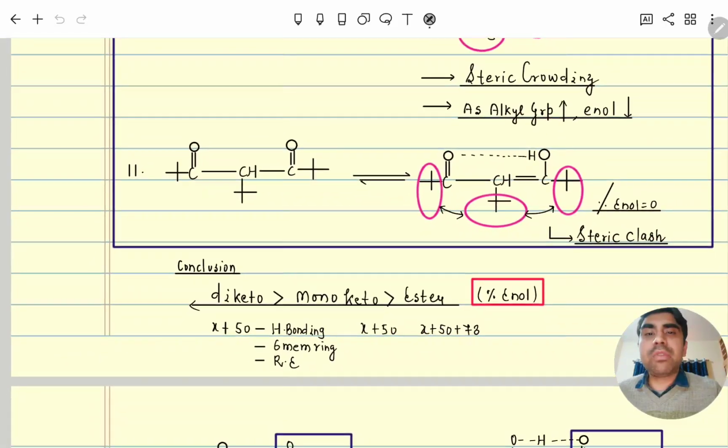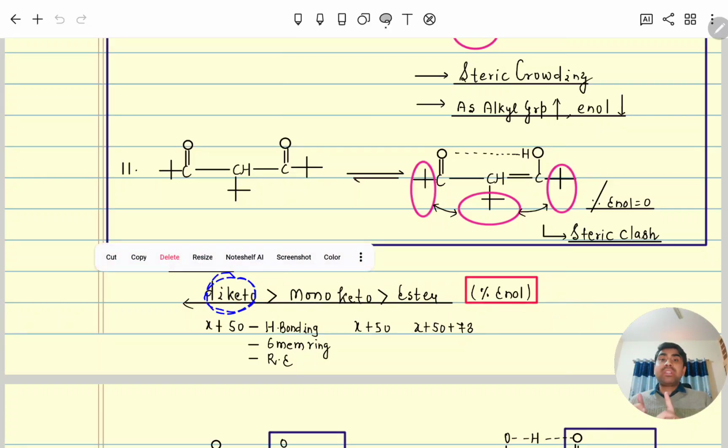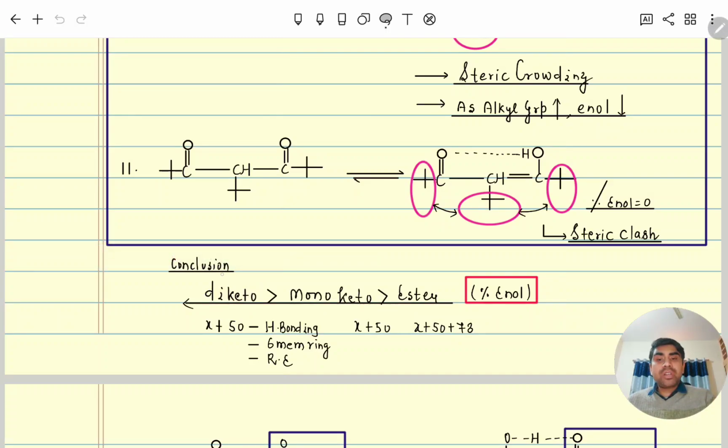So from here can we conclude that in a diketo system, where the R1 size is big, either it should be CH3 or phenyl, the enol percentage is more because it is X plus 50 minus hydrogen bonding minus six-membered ring minus resonance energy. Due to that, its energy is less than the keto form. Understood? It means its enol percentage is more.